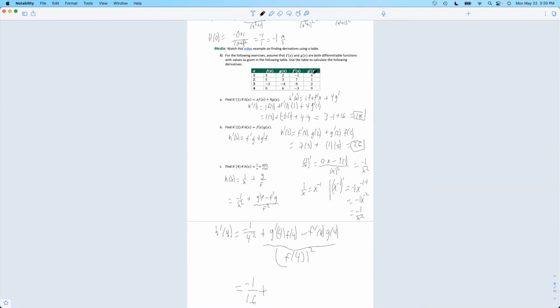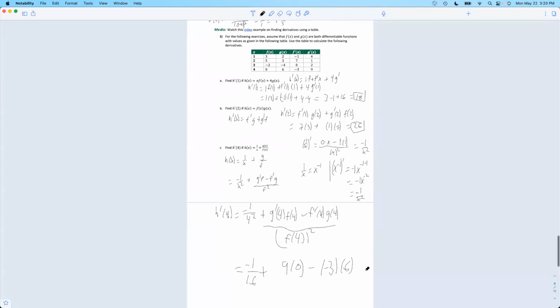G prime at 4 is 9. Regular f at 4 is 0. Minus f prime at 4, negative 3. Regular g at 4, 6. Over f at 4, squared. Hold on, let me pause.